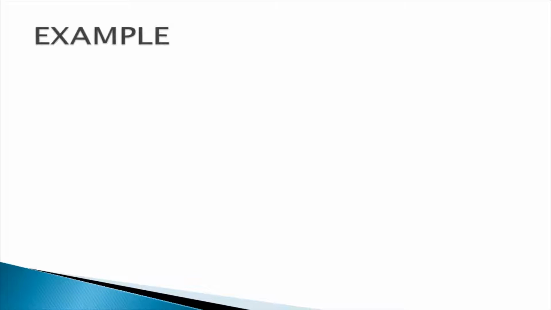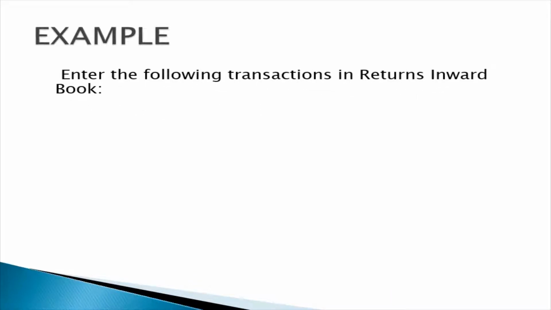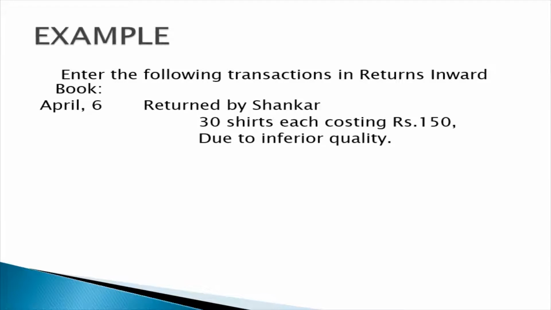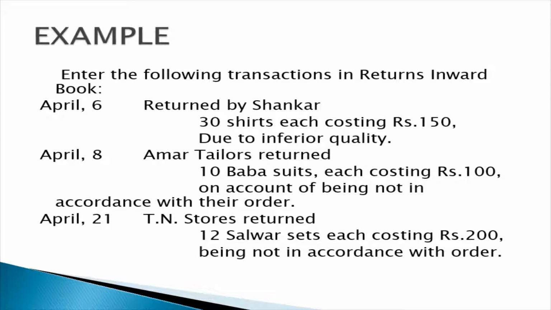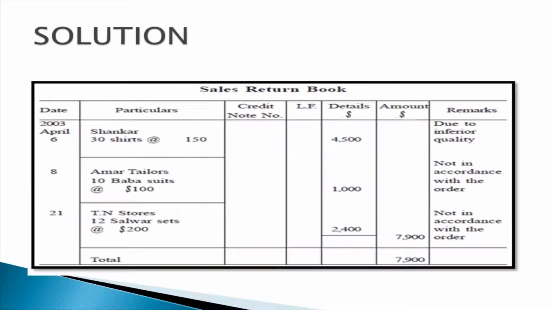Let's take an example. Enter the following transactions in the returns inward book. April 6th, returned by Shankar 30 shirts, each costing $150 due to inferior quality. April 8th, Amar tailors returned 10 Baba suits, each costing $100 on account of being not in accordance with their order. On 21st April, TN stores returned 12 salwar sets, each costing $200, being not in accordance with their order. Now let's have a look at the solution.